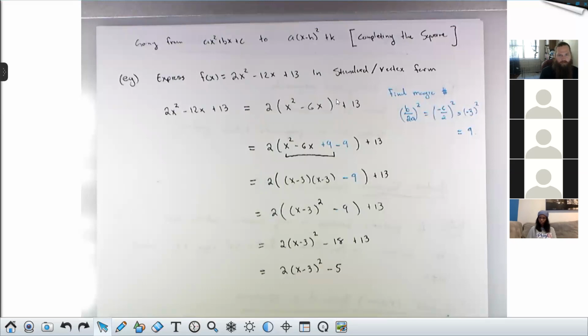There was a question in chat. What do we find if we use the quadratic formula? I'm going to talk about that in a minute. That's finding the x-intercepts. That's what that does, or we call these roots.